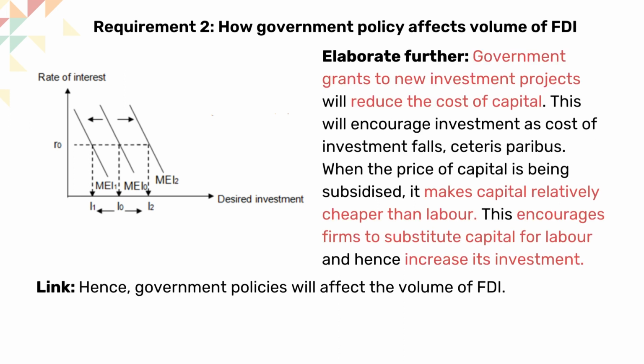Government policy may not only be viewed from the angle of tax rates, but also through grants. You can further elaborate your answer by writing on this point that if the government gives out grants to new investment projects, cost of capital will be reduced, making capital relatively cheaper than labor. This encourages firms to substitute capital for labor, thus increasing their foreign direct investments.